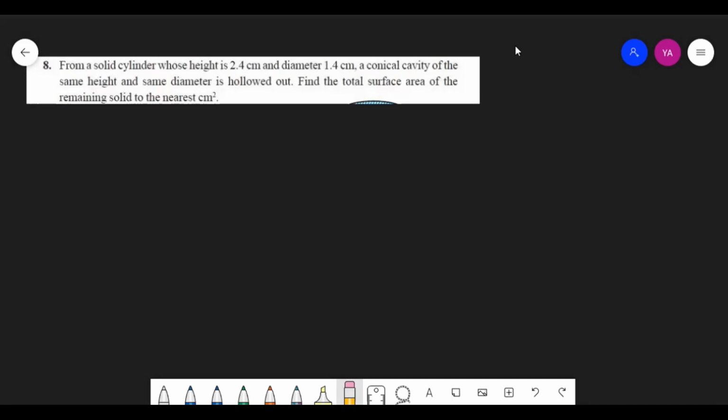From a cylinder whose height is 2.4 centimeter and diameter 1.4 centimeter, we can draw a figure. 2.4 centimeter height and 1.4 centimeter diameter. Okay, so the figure will come almost like this. A cylinder with 2.4 centimeter height, and the diameter is 1.4 centimeter. So what will be the radius? 0.7. 0.7 centimeter will be the radius of the cylinder.